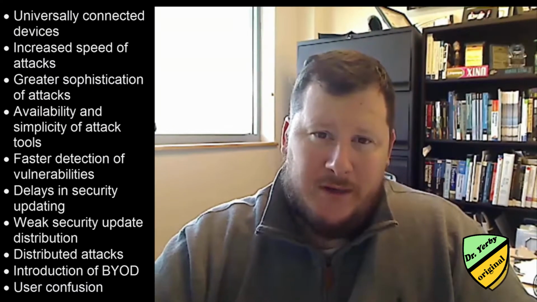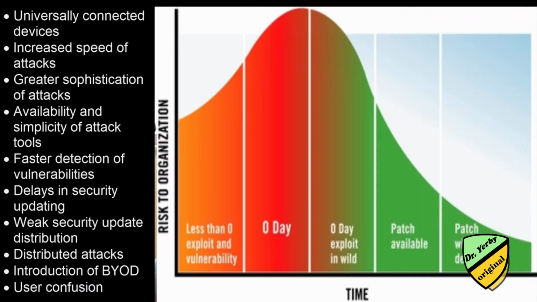Let's see, delays and security updating. So there's a very dangerous thing called a 0-day attack. That means someone discovers an attack or a vulnerability that's never been discovered before by Cisco or Microsoft or you name it, whatever software you have on your machine. And there's no way to defend against that because there hasn't been a patch created. There hasn't been a way to stop those.